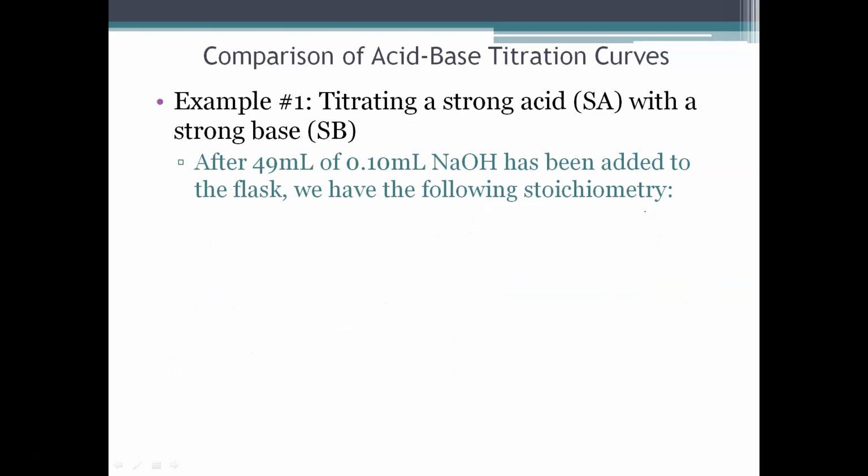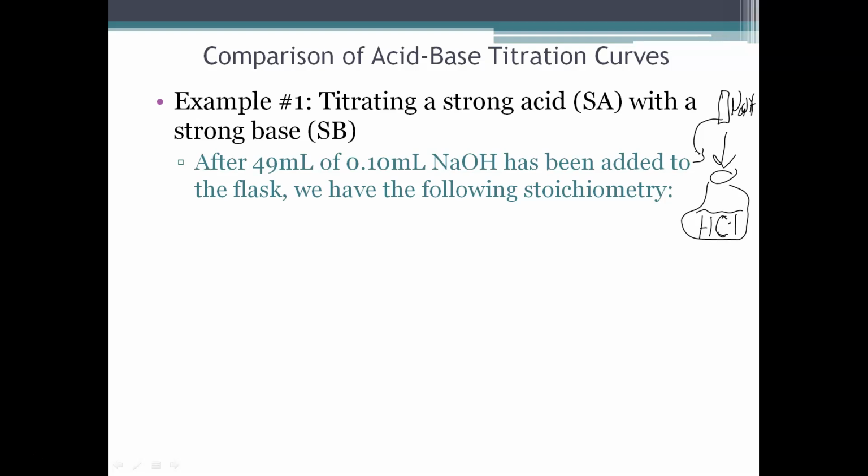So let's go all the way to 49 milliliters. Let's say we add 49 milliliters of 0.10 molar NaOH. Excuse the drawings here, you have your Erlenmeyer flask, which has your hydrochloric acid in it, and you have your burette with your NaOH in it. You're dispensing NaOH into the hydrochloric acid in your Erlenmeyer. You're going to put 49 milliliters of base from your burette into the Erlenmeyer flask. All right, let's do some math here and figure out what the stoichiometry looks like.